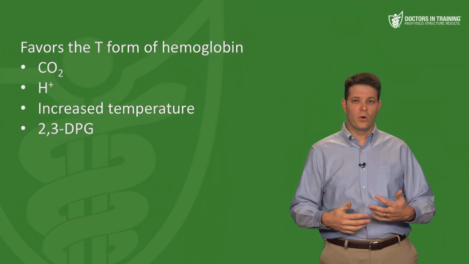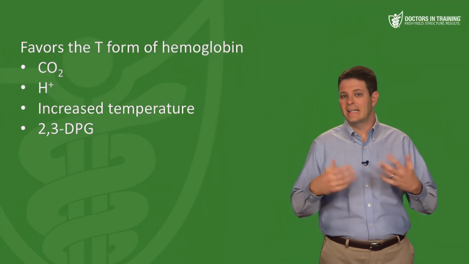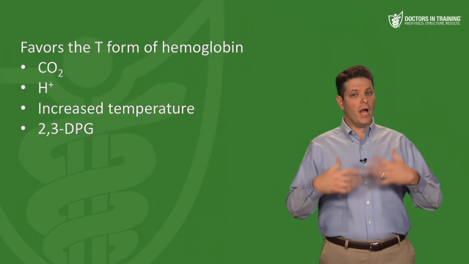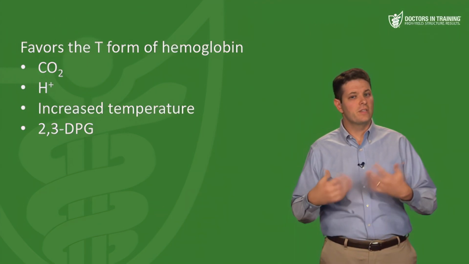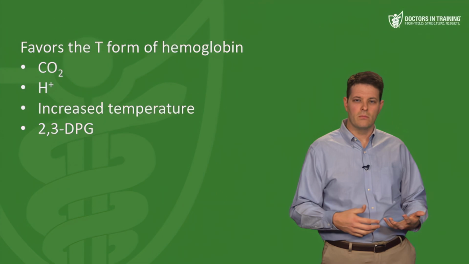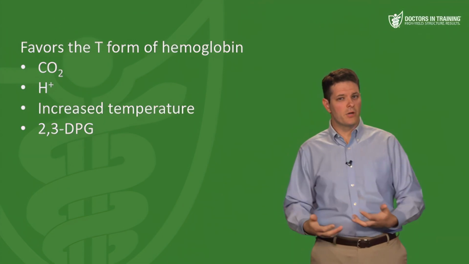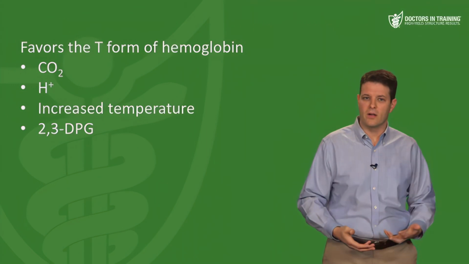Likewise, muscles that are working hard are going to be making a lot of lactic acid and creating more lactic acidosis, meaning that there's going to be more hydrogen ions around. So again, that would favor the T form over the R form. Muscle action generates heat, right? So again, increased temperature favors the T form and unloading of oxygen.